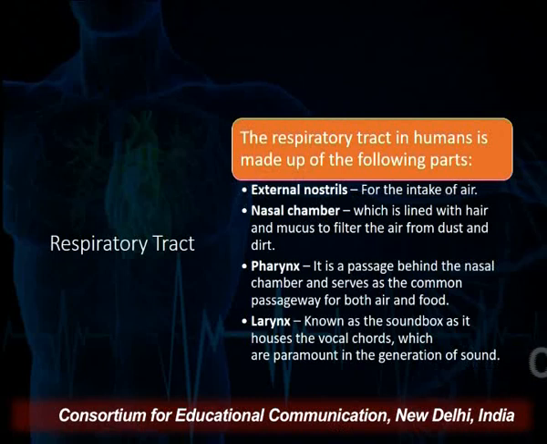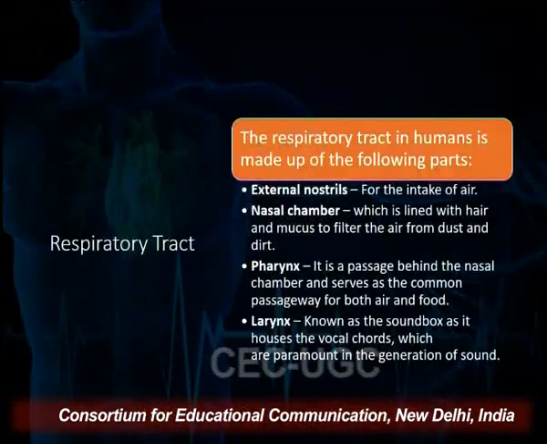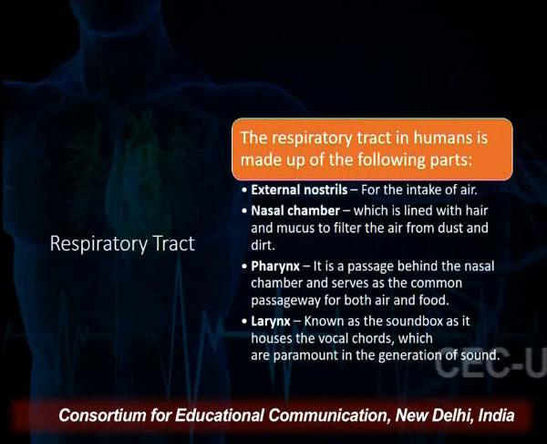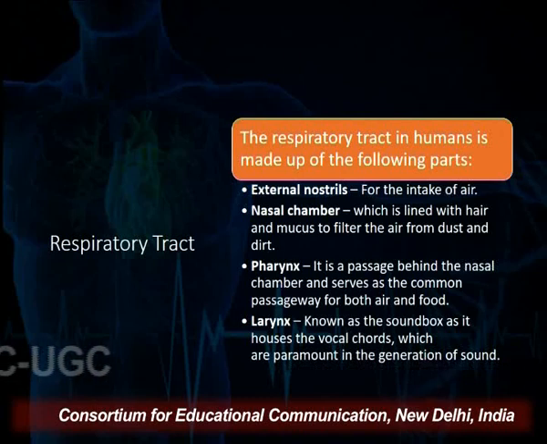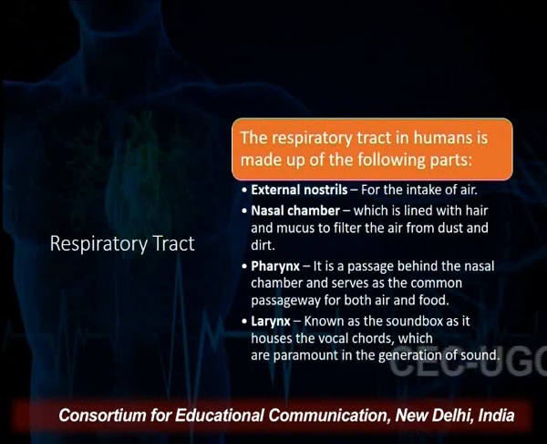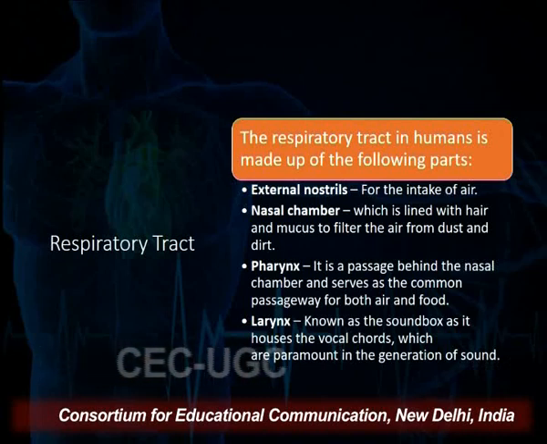So now we are going to study about the respiratory tract. Here we can see the respiratory tract in humans is made up of the following parts. These are some more parts, and some of the parts which we have just learned. The first one is external nostrils. These are the external nostrils which help us to inhale the air. Then the nasal chamber, which is lined with hair and mucus to filter the air from dust and dirt.